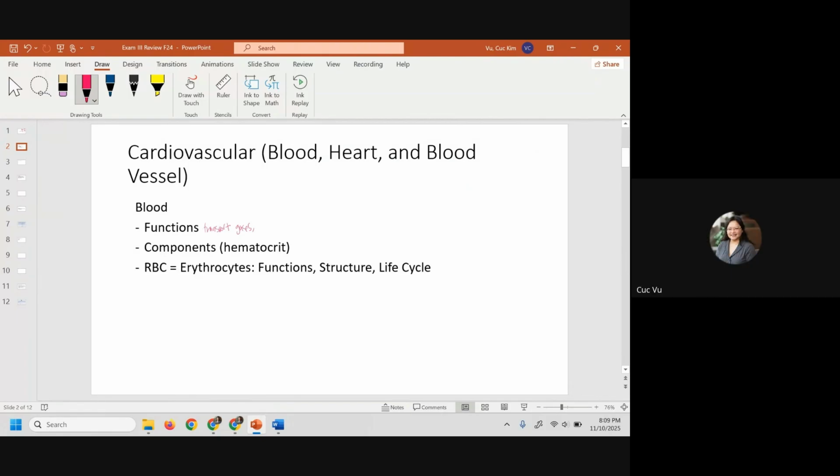And it doesn't have to be you giving me all the answers. Your classmates can chime in. Wastes, hormones, and antibodies. Exactly. Waste, hormones, nutrients, pretty much everything. But we want to specifically put down all the things here. So it's going to transport gases, waste, hormones, nutrients, water.